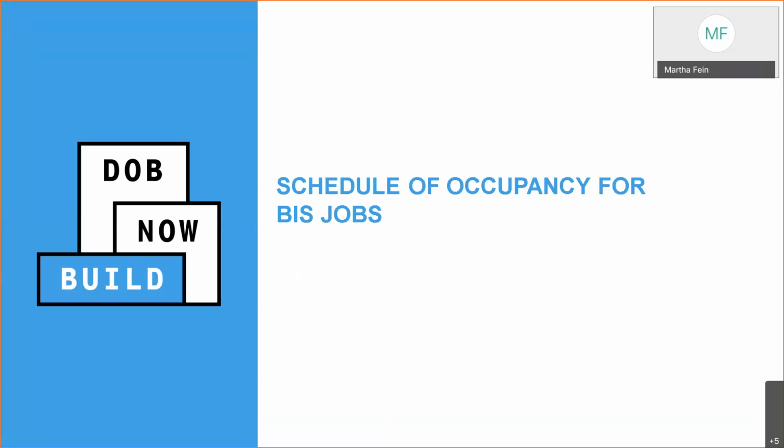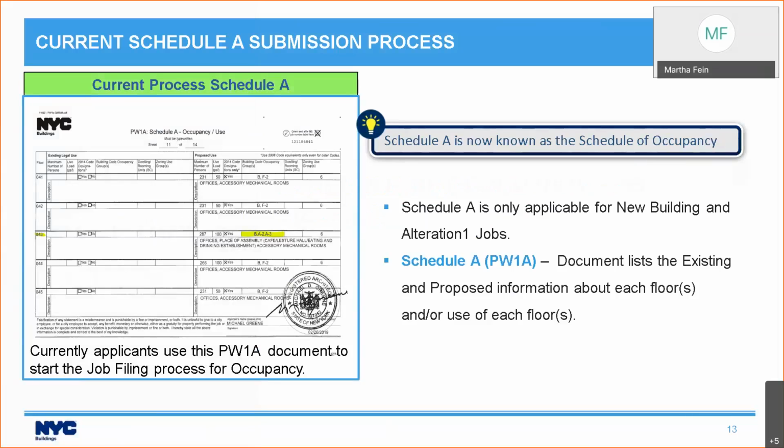So let's talk about how this works. As I've said a couple of times, and as you heard Mark say, the Schedule A is now known as the Schedule of Occupancy. So what you do now is when you have a new building or Alt-1 job, you submit the PW1A form, the Schedule A. And what that document is supposed to contain is existing and proposed information about each floor or floors and/or use of each floor. And in the current process, you are supposed to enter information about every floor in the building.